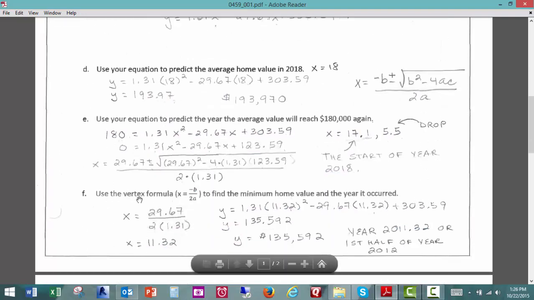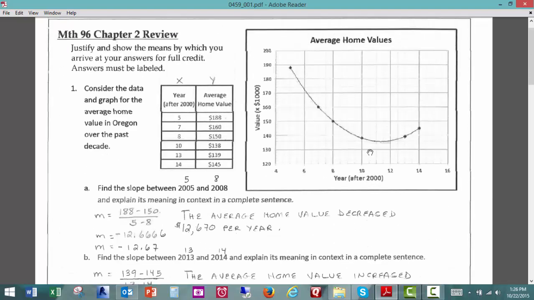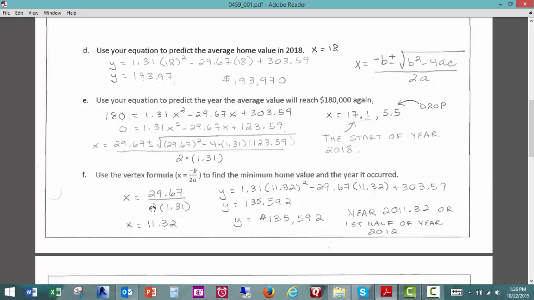And then finally it says use the vertex formula, x is equal to negative b over 2a, to find the minimum home value and the year it occurred. The minimum home value. So if I go back to the plot, I'm talking about something right in here. So it should be somewhere in the neighborhood of 135 or something like that. That's my guess. So to do that, I'm just going to follow this formula.